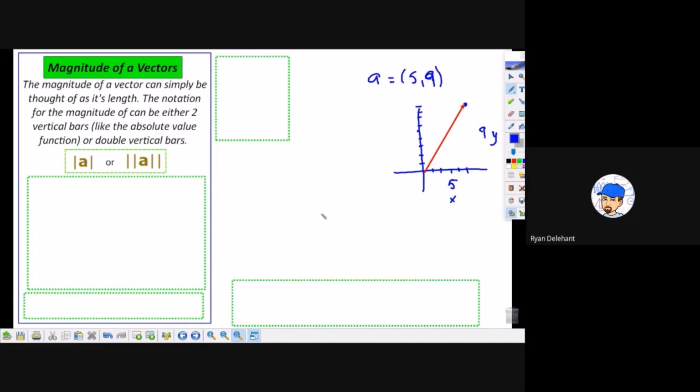Now, when we talk about magnitude, the magnitude of this vector is actually this part right here. We want to know how big that line is. First things first, let's talk about notation. There are two ways you could see a question ask you for magnitude. The magnitude of a vector can simply be thought of as its length. The notation can be either two vertical bars like this, which looks like an absolute value sign, or double bars on either side.